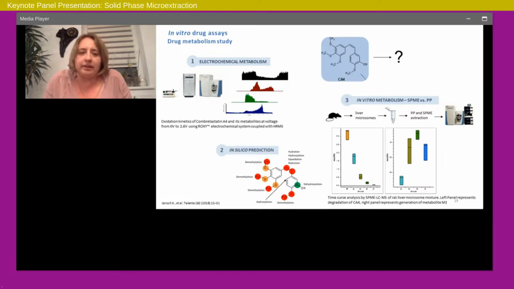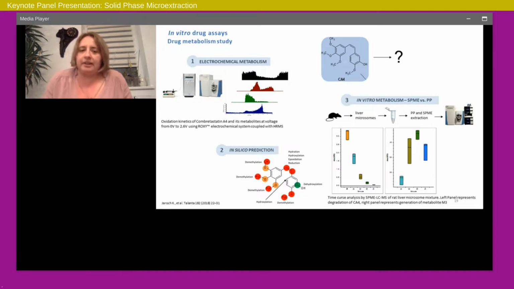Also, this 96-well format, as I mentioned, is used for example, microsome analysis. So here we were looking into the metabolism of the drug combretastatin, which is a fairly new drug, and so far there is just a few metabolites known. So we've been using this time course analysis with SPME to figure out what new compounds are coming up when we basically incubate drug with the microsomes.